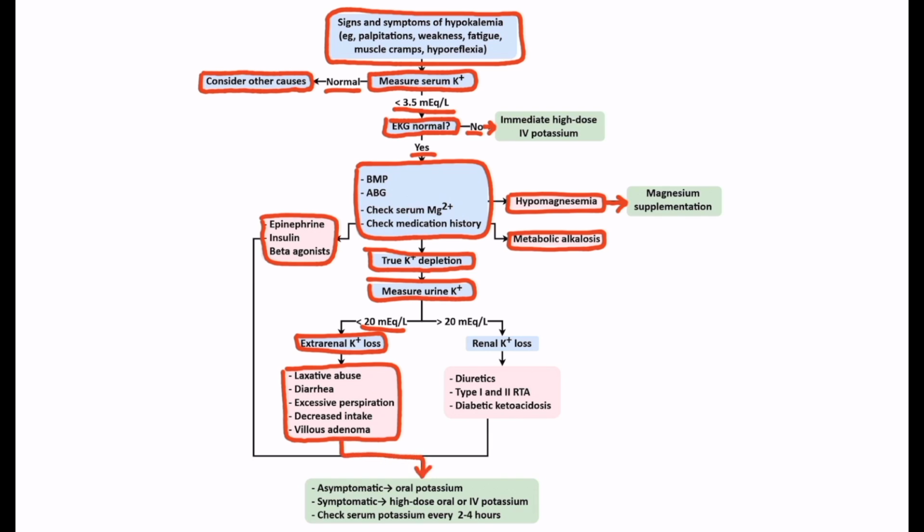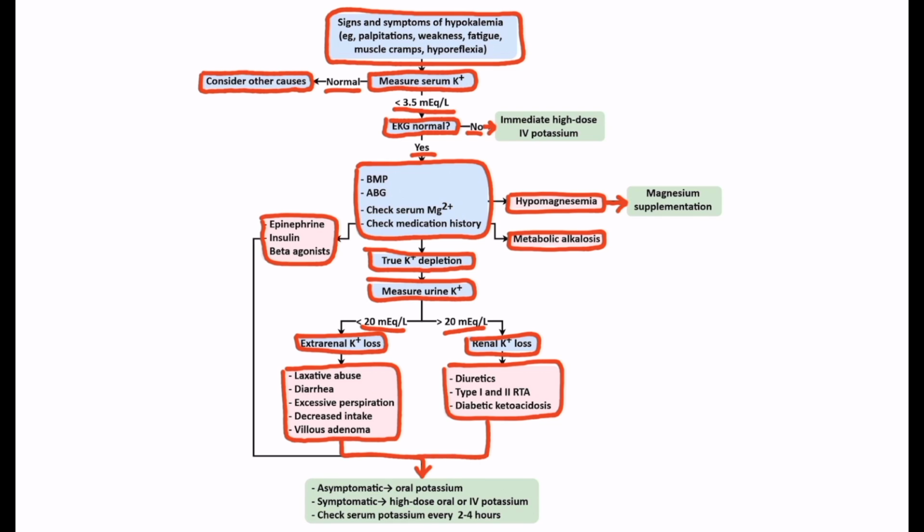If urine potassium levels are more than 20, then we are dealing with renal potassium loss. Conditions causing renal potassium loss include diuretics, type 1 and 2 renal tubular acidosis, and diabetic ketoacidosis. We should start potassium repletion in these conditions as well.